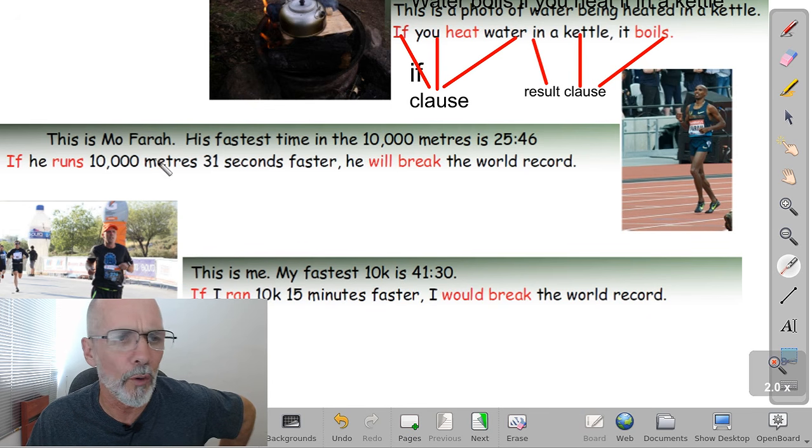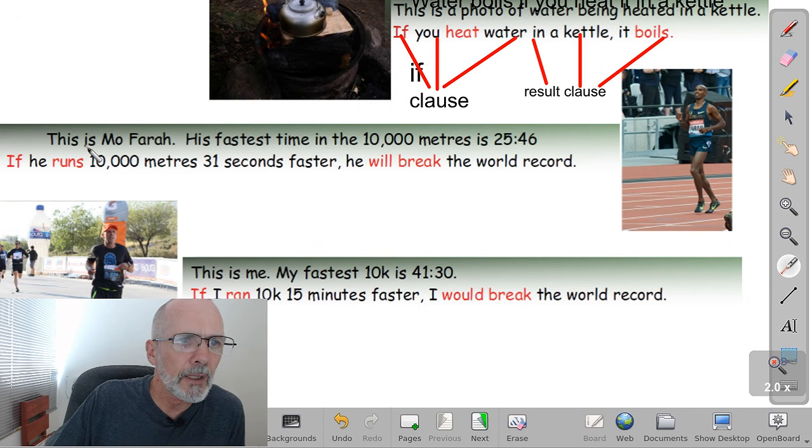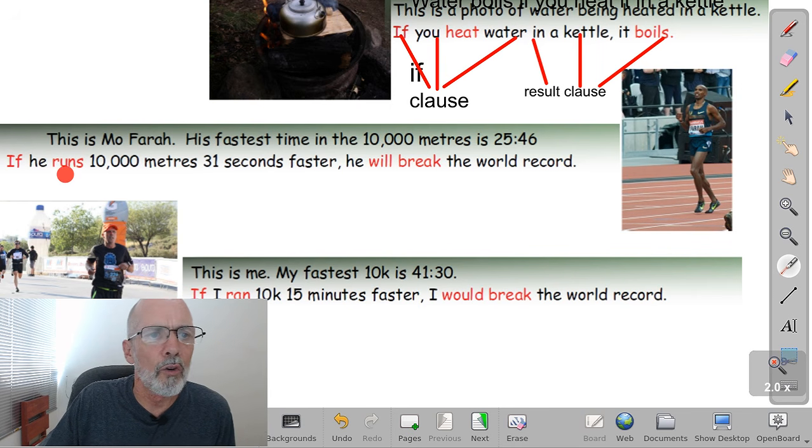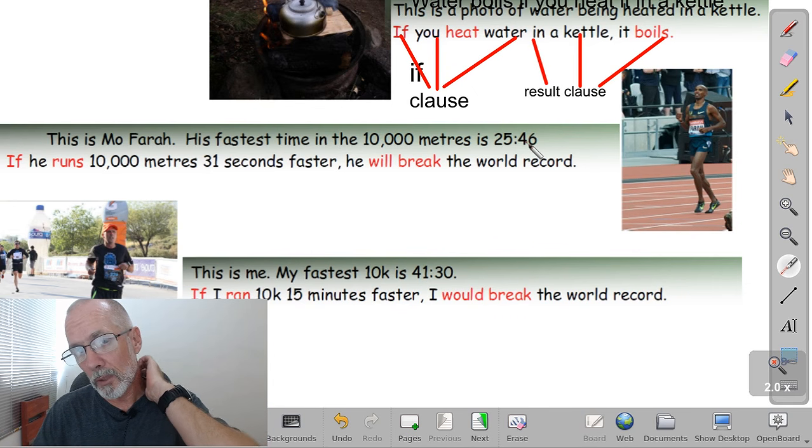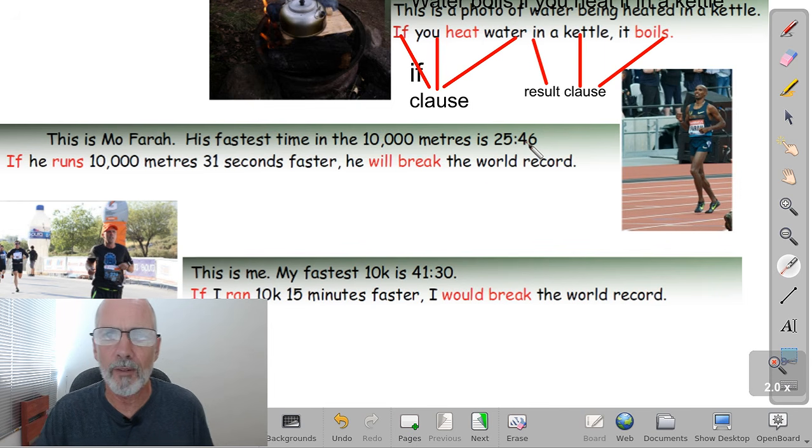I don't know who holds the current world record, but I don't think it's him. The current world record is 31 seconds faster. Or maybe 30 seconds faster. If he runs 10,000 meters 31 seconds faster, he will break the world record. If Mo Farah runs 10,000 meters 31 seconds faster, he will break the world record. So the world record must be 25:14, I think.